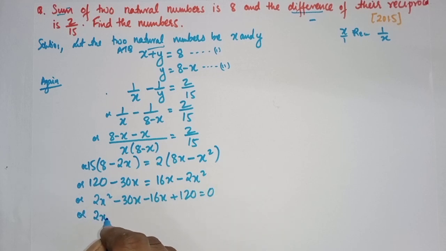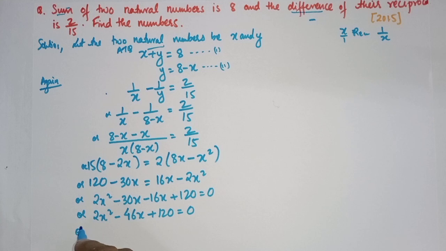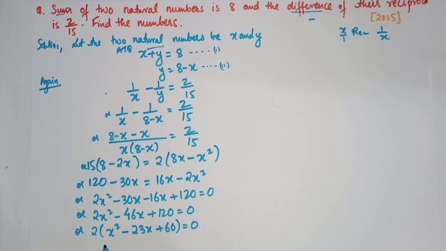Or this will be 2x square, minus minus is plus. Since 30 is bigger, it will be minus, so this will be minus 46x plus 120 equals 0. Now we will take common. What will be common? 2 is there. When I take 2 common, think that you are dividing: 2 2s are 4, 2 3s are 6, 2 60s are 120 equals 0. So therefore I got x square minus 23x plus 60 equals 0.